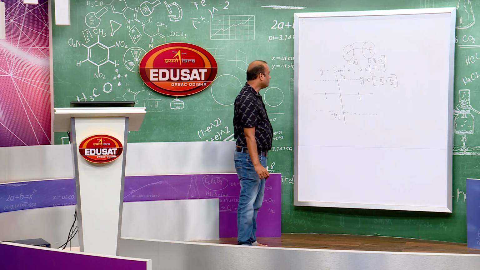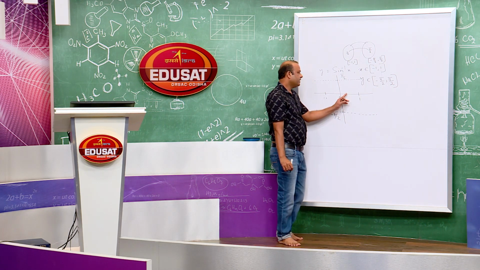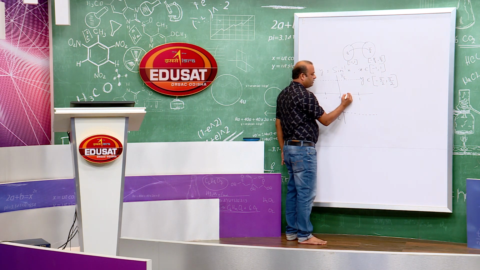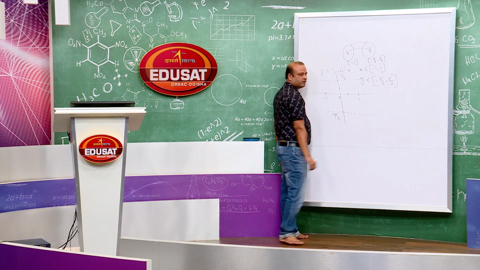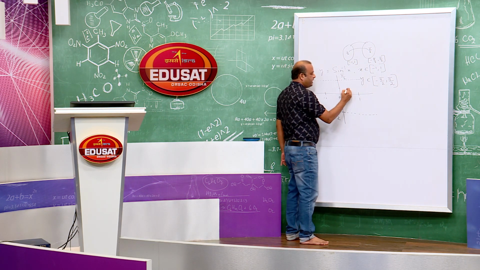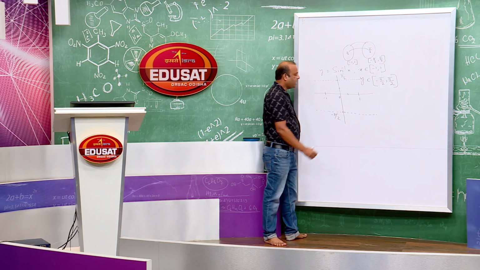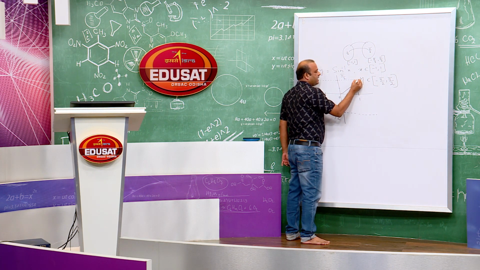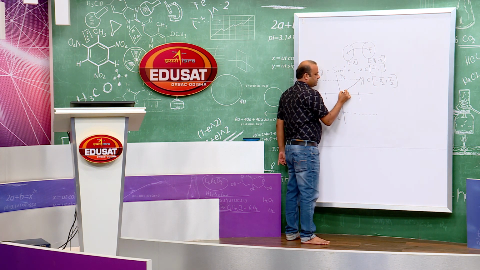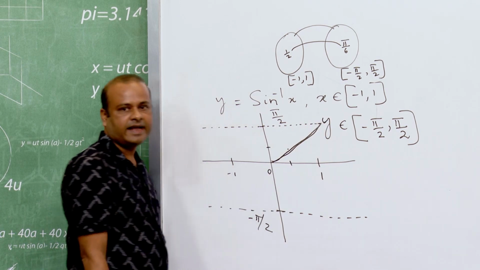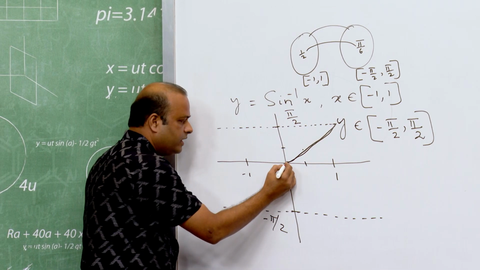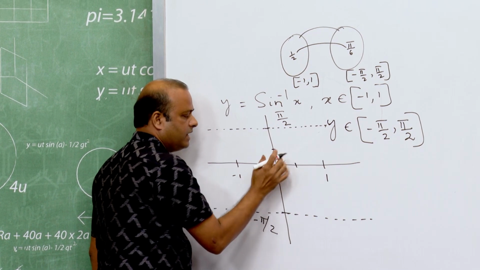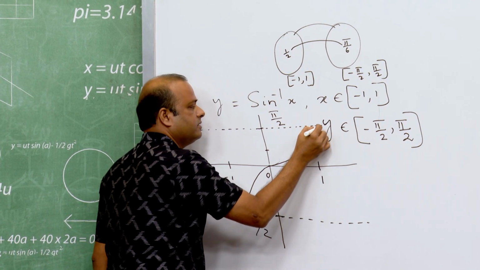Suppose you can take this one as half. If you take half here, it will be 30 degree here. So, the point is like this. Now, the graph gradually increases like this, and also in the negative side it is this. You can see the graph is like this.